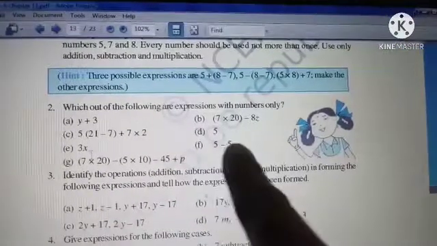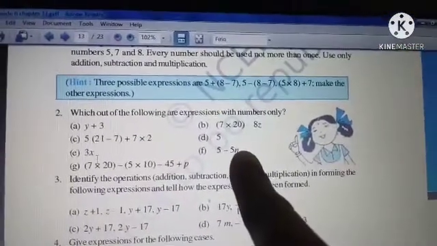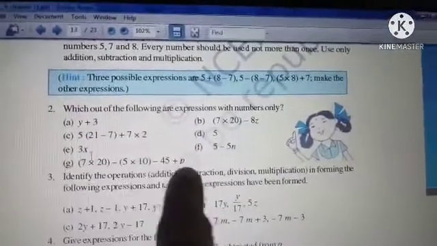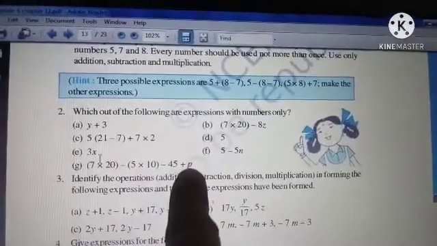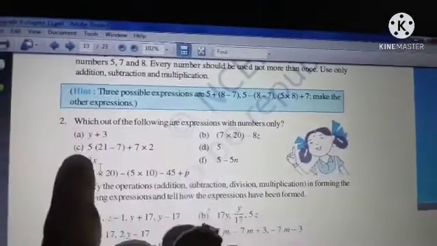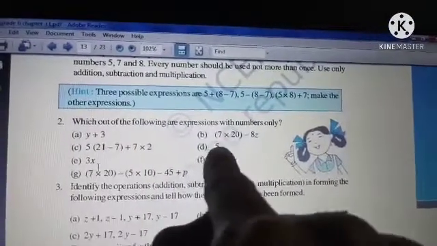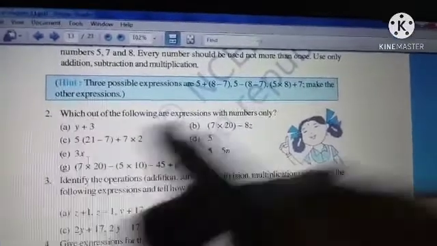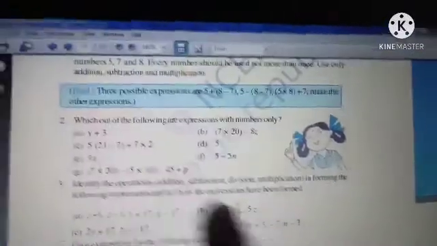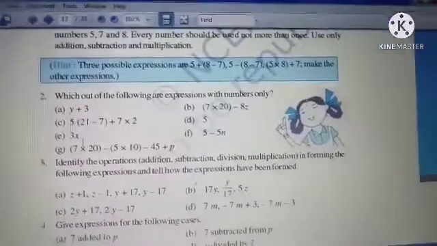Here E, you have a number and a variable. N is a variable, so not possible. G, you have numbers and variable P, not possible. So what are the expressions with numbers only? Expressions C and D. You can write the answers of the second question in the textbook itself. Put a tick in C and D, children.